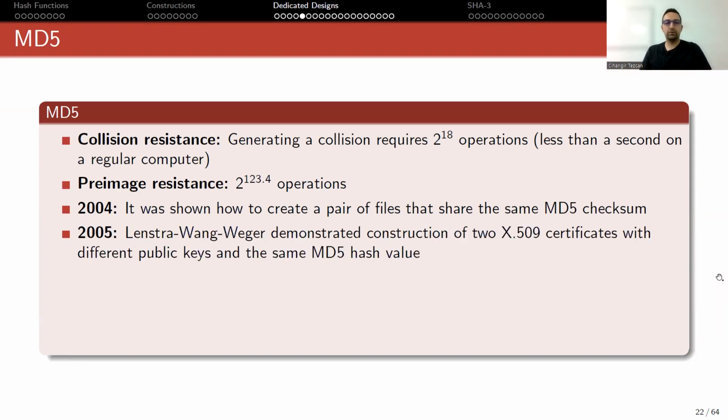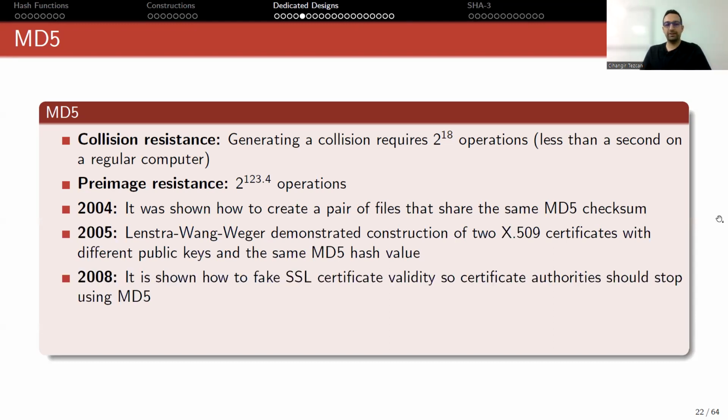Okay. In 2005, Lenstra, Wang, and de Weger demonstrated construction of two X.509 certificates with different public keys and the same MD5 hash value. We haven't seen digital signatures yet, but there we use certificates, and if you sign things with the hash of MD5, they demonstrated how to make two certificates with different public keys that have the same MD5 hash value. Later on in 2008, it was shown how to fake SSL certificate validity. So certificate authorities should stop using MD5. This was said in 2008.